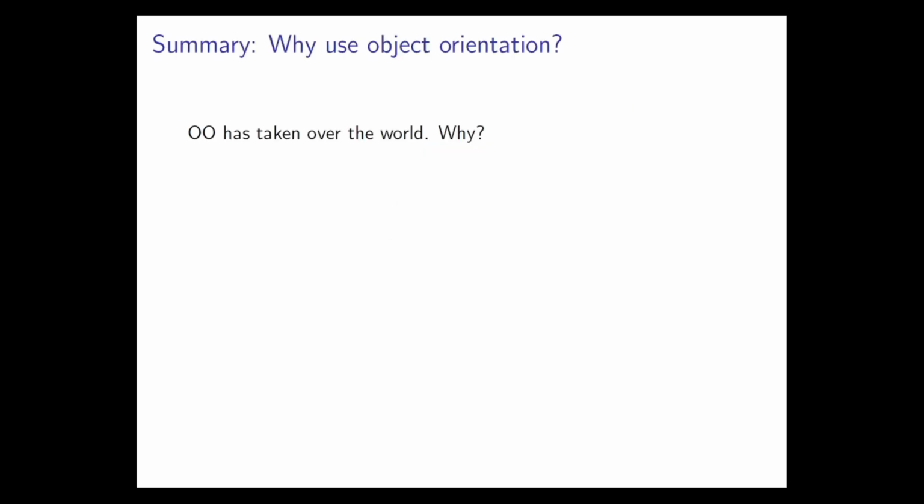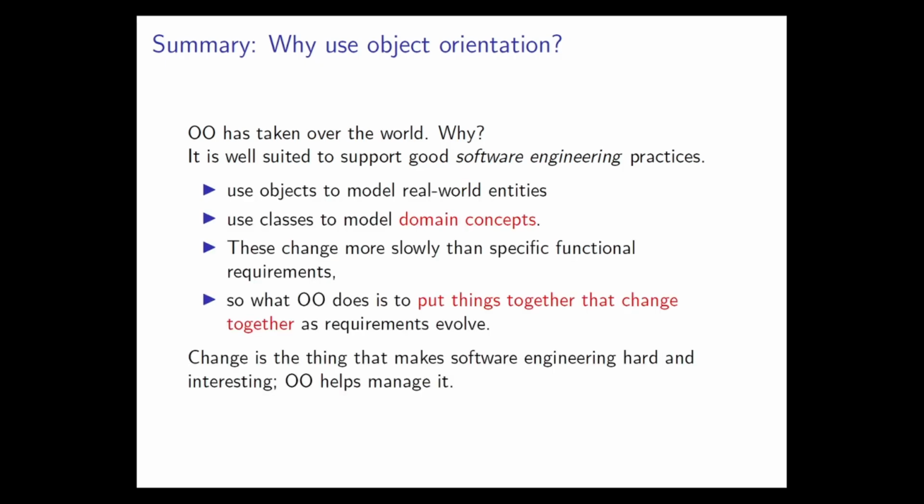Okay. So, in summary, why should you use object orientation? You don't have to, of course, it depends on the context, but it has kind of taken over the world. Most modern programming languages now do incorporate some degree of object orientation. Why is that? Well, we claimed that it's well suited for supporting good software engineering practices, in that it allows us to use objects to model real-world entities and correspondingly classes to model domain concepts. And that's a good thing, I claimed, because the domain concepts change more slowly than specific functional requirements do.